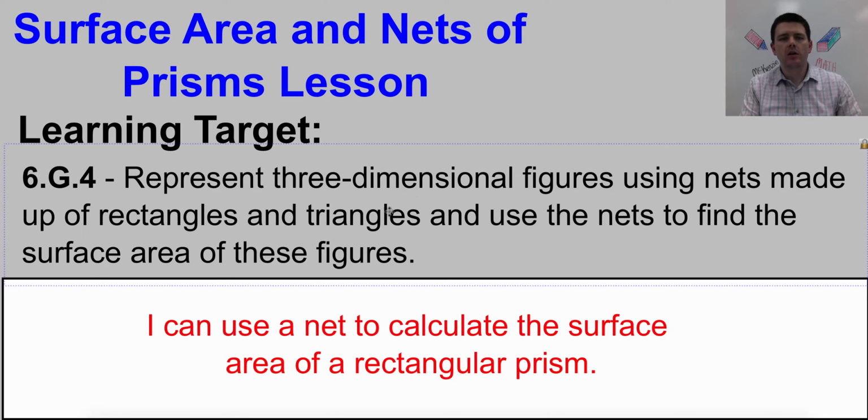We've got our learning target here, 6G4. And then we've got our I can statement. I can use a net to calculate the surface area of a rectangular prism. So now we're going to put the net to use. We're not just going to draw it on its own.